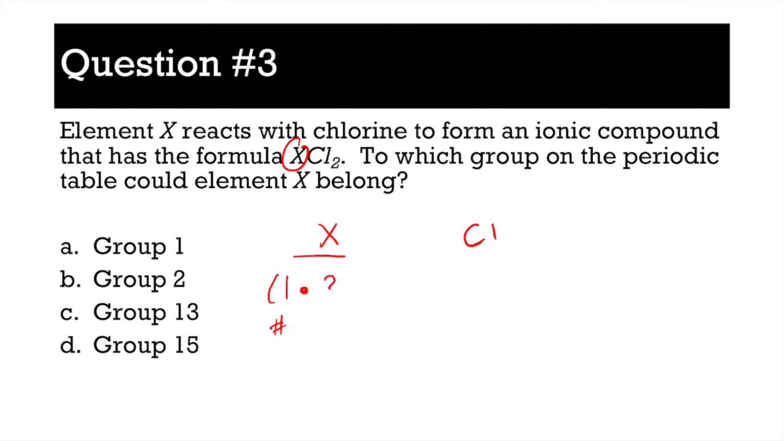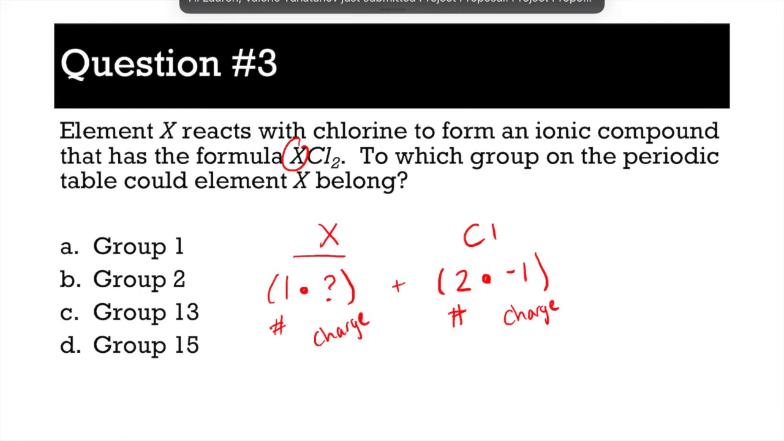And we don't know its charge. So we can put a question mark there so we don't get confused with the X's. But for chlorine, we have two of them. I'll write this down as the charge. So for chlorine, we have two of them, so that's the number. And we know the charge for chlorine is -1. Again, for nonmetals, even if you see a bunch of different numbers, you always pick that top number. So the charge for chlorine is -1.